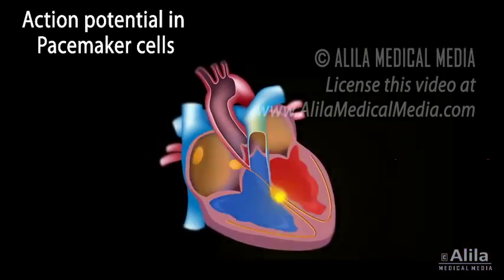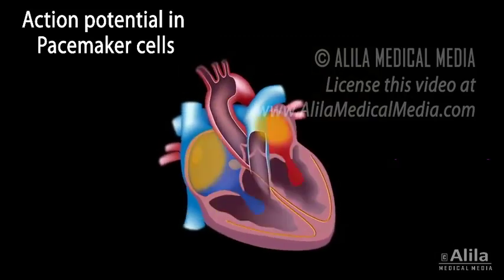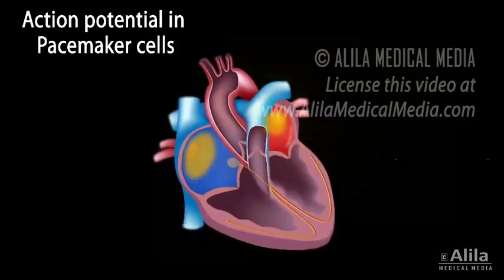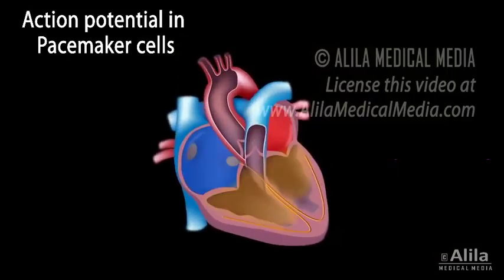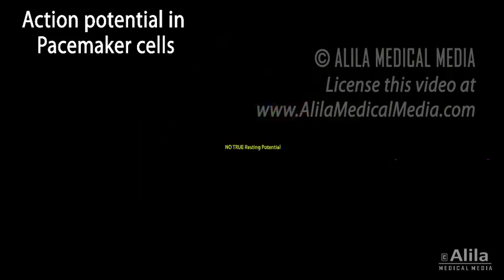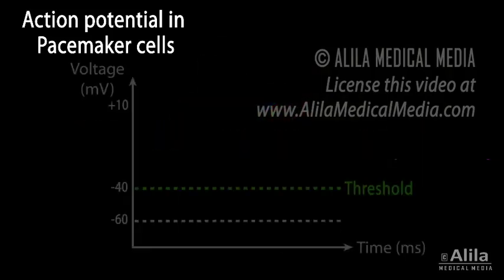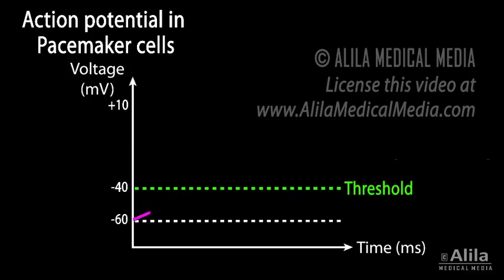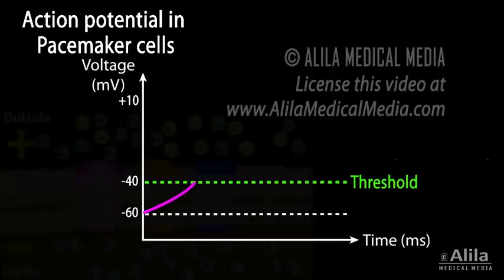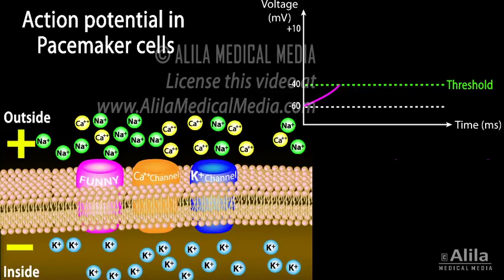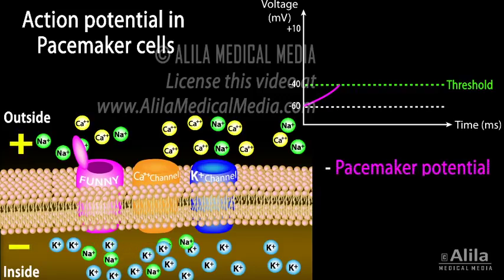The pacemaker cells of the SA node spontaneously fire about 80 action potentials per minute, each of which sets off a heartbeat, resulting in an average heart rate of 80 beats per minute. Pacemaker cells do not have a true resting potential. The voltage starts at about -60 millivolts and spontaneously moves upward until it reaches the threshold of -40 millivolts. This is due to the action of so-called funny currents, present only in pacemaker cells. Funny channels open when membrane voltage becomes lower than -40 millivolts and allow slow influx of sodium. The resulting depolarization is known as pacemaker potential.